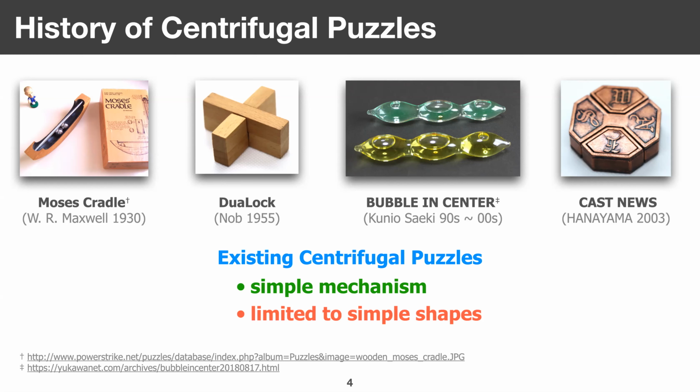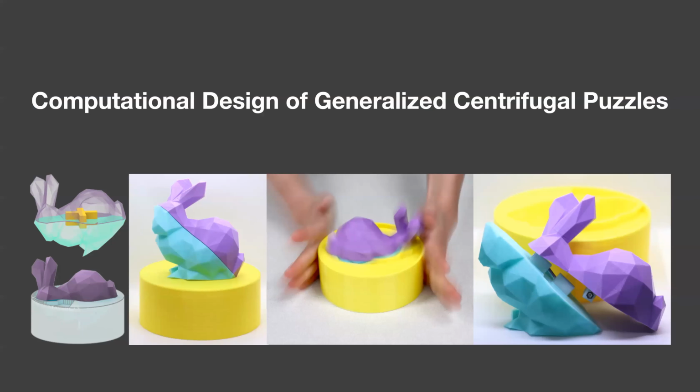As shown, we can see that those existing centrifugal puzzles have simple mechanisms, and the puzzle shape is also simple. So in this work, we focus on generalizing centrifugal puzzles. We propose a computational design method to generalize centrifugal puzzles. With our method, we can create centrifugal puzzles with more complex shapes.